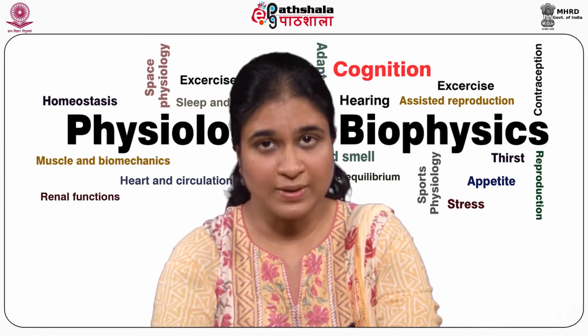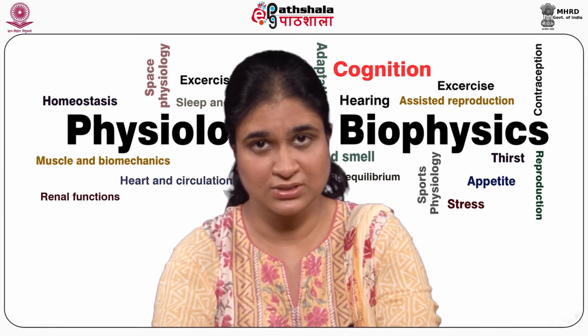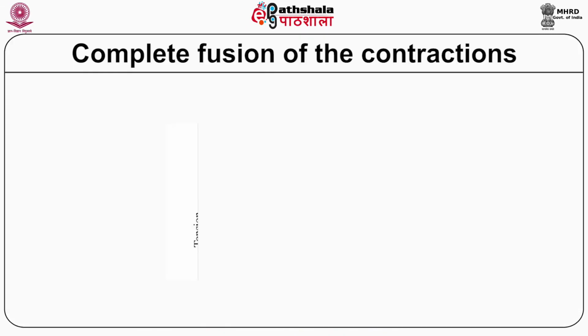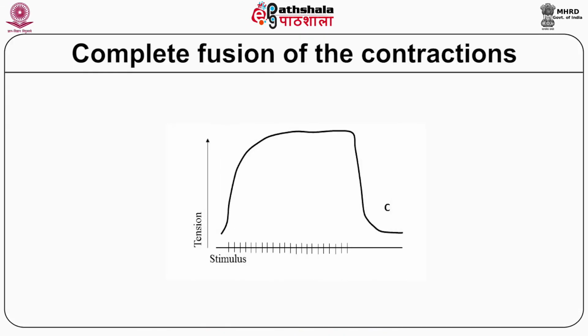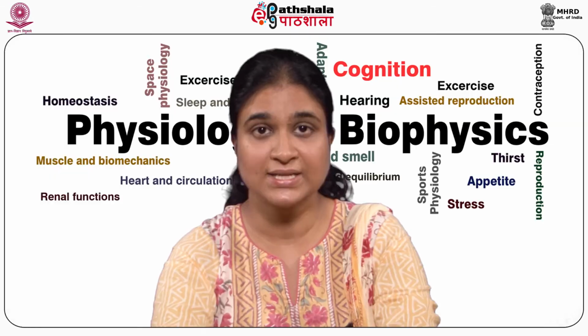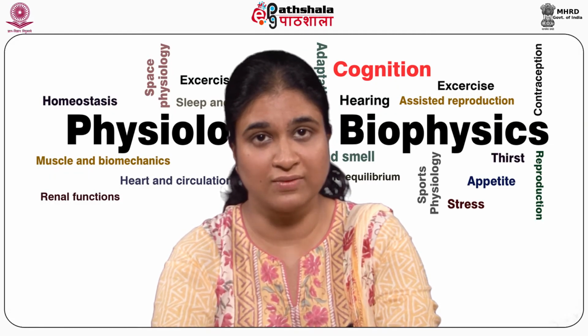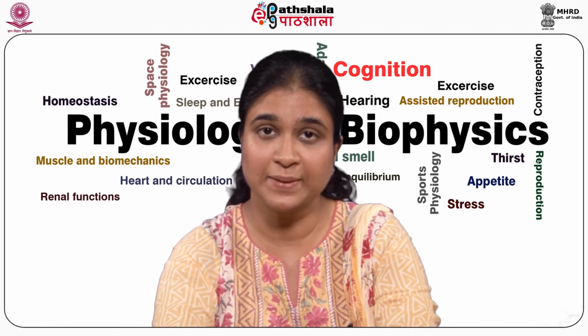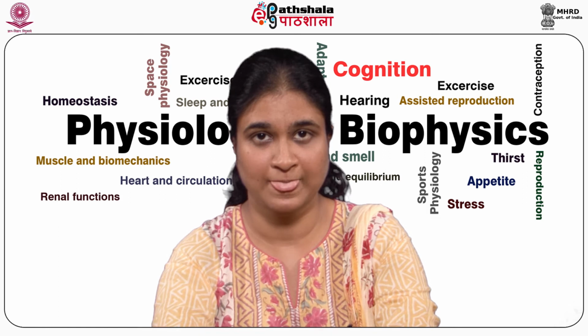The state of complete fusion of contractions is known as tetanus, and this occurs when every subsequent stimulus excites the muscle to contract before it starts relaxing after the previous contraction. It is important to observe that the peak tetanic force is always greater than the peak twitch force.